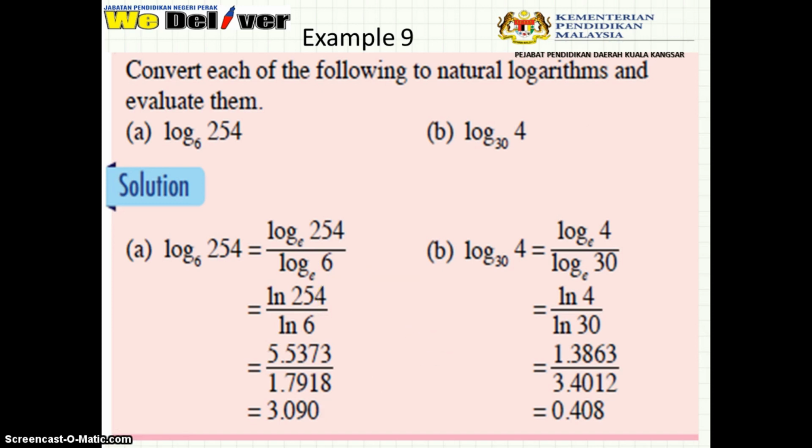Okay, and then we see log 4 base 30. Okay, change to base e: log 4 base e over log 30 base e. Write as ln 4 over ln 30. By pressing the calculator, we can get the answer 0.408.